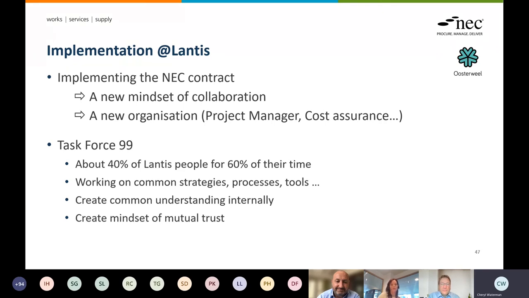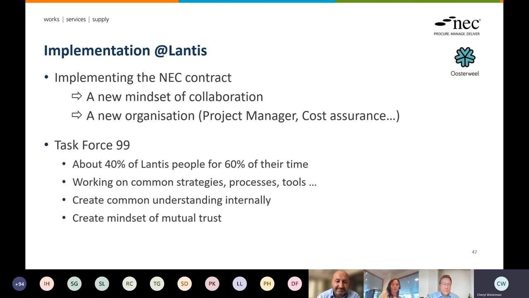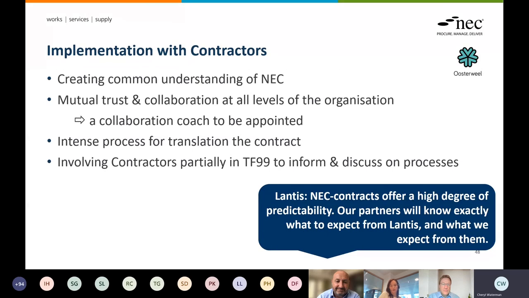And this task force is really meant to embed the NEC contract into the organization. We're working on strategies, on processes, on tools in order to make this contract work in the organization and to make people understand that we need a different mindset. So we're working towards a common understanding within the organization and also to create this mindset of mutual trust between parties. And not only the organization itself, we're also hoping that the contractors on their side are starting the implementation.